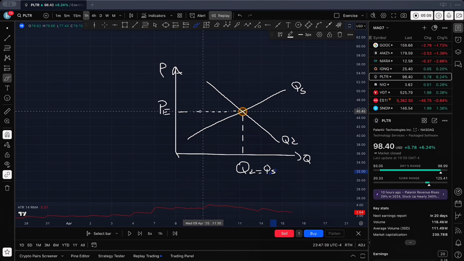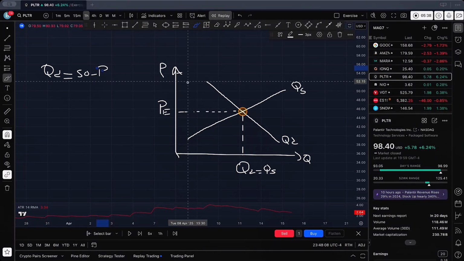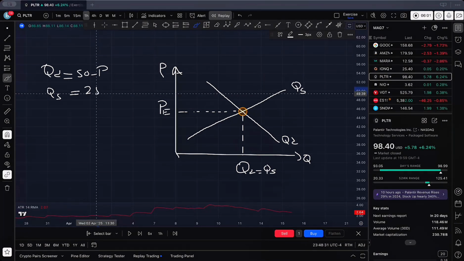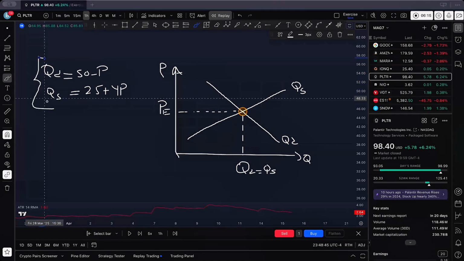So this is a system of equations, like having, let's say, quantity demanded equal to 50 minus P. P is the price, Q is the quantity. It doesn't matter, it can be any asset here. This can be, for example, Apple, Microsoft, Amazon, Tesla, or whatever, any asset. And the quantity supplied will be, let's say, 25 plus 4P. So now here we have a system of equations, right?